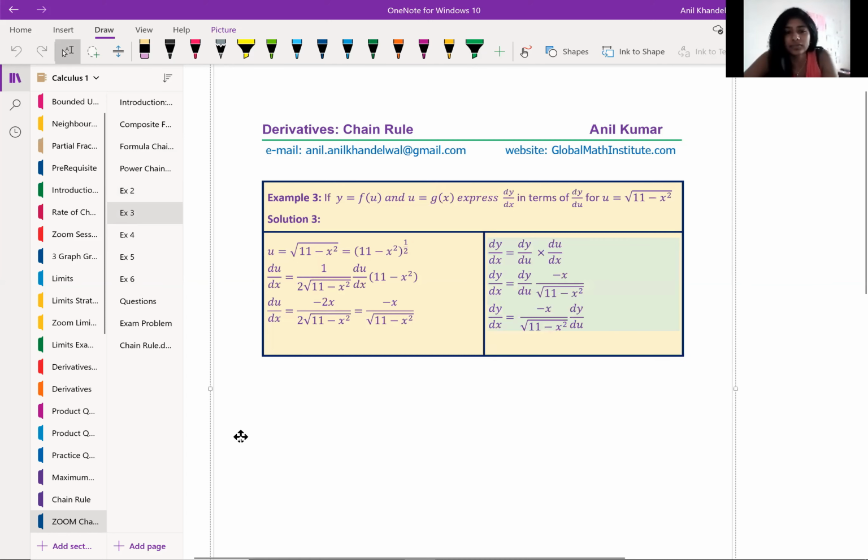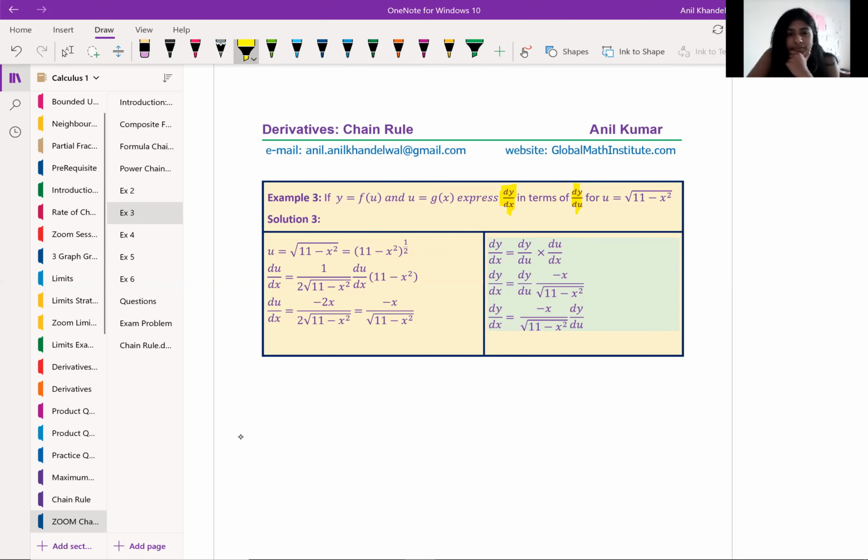Now, example number 3 for you is slightly tricky. Instead of giving you the functions explicitly, we are saying y is a function of u, f of u, and u is a function of x, g of x. Express dy dx in terms of dy du. We don't want an exact answer. We want dy dx in terms of dy du. Is that correct? Yeah. So that is the question.